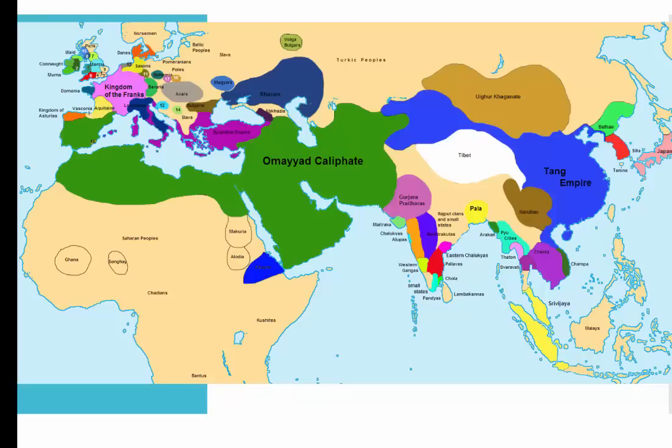This map shows us many of the different civilizations that were ruling in the 700s. We'll be talking about the Umayyad Caliphate, but I have spelled it in a more contemporary spelling that I think is more accurate, using the letter U rather than the letter O.